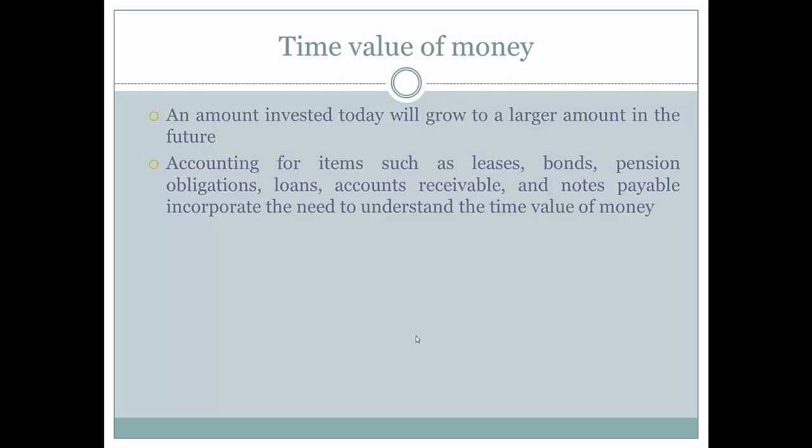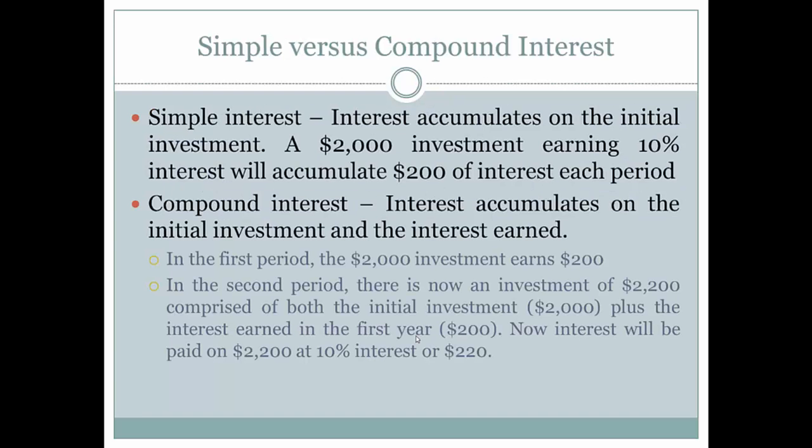Accounting for items such as leases, bonds, pension obligations, loans, accounts receivable, and notes payable incorporate the need to understand the time value of money. Simple versus compound interest. Simple interest: interest accumulates on the initial investment only. So in other words, a $2,000 investment earning 10% interest will accumulate $200 of interest each period.